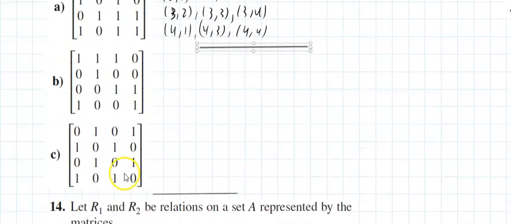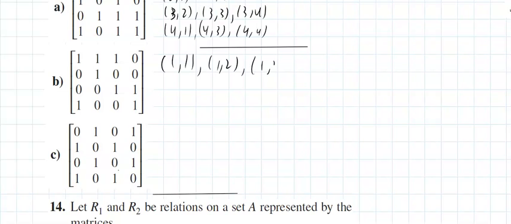And how about this relation? 1,1, 1,2, 1,3. That's it. 2,2. That's it. 3,1, 2,3, 3,3, and 3,4. And 4,1, and 4,4.